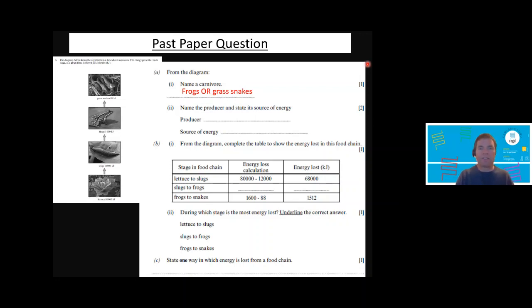Name the producer and state its source of energy. Well, we said the producer is always the plant, and there's a lettuce there at the bottom, and the source of energy, it's got to be the sun. From the diagram, complete the table to show the energy lost in this food chain.